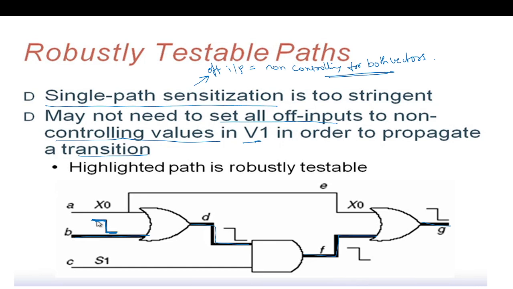And this is a non-controlling value. So we need a 0, and the initial value can be anything because this is going to control. So this can be anything, but this is 0. So here we want a 0. Here we have relaxed the first vector to be don't care from the single path sensitization.